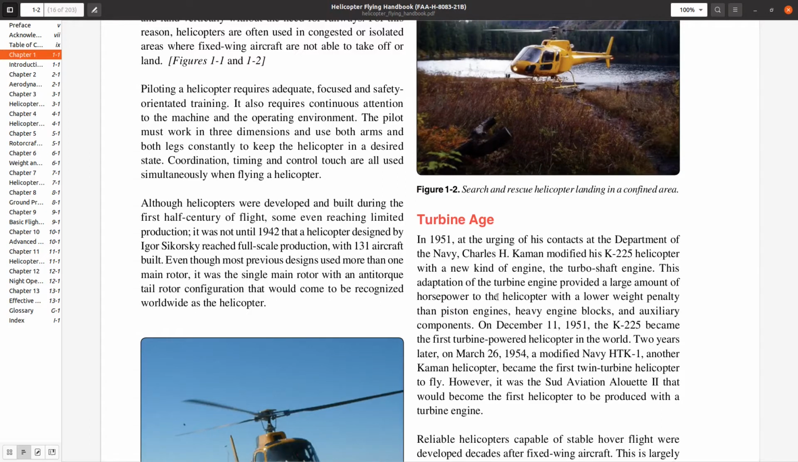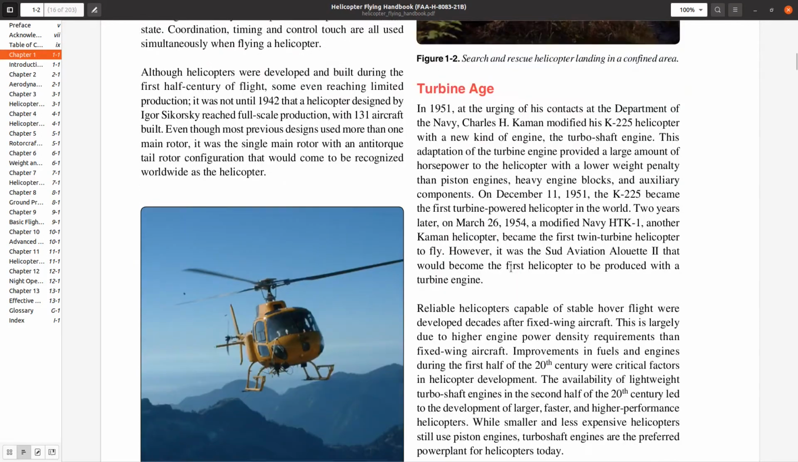And why turbine engines? Well, because they're more reliable. Not that the piston engines that we have today are unreliable, but the turbine engines are even more reliable. So if you look at many commercial helicopters, they're going to be powered by turbine engines, and sometimes two turbine engines. That way, if one of them does fail, they still have another one. Of course, that's pretty expensive.